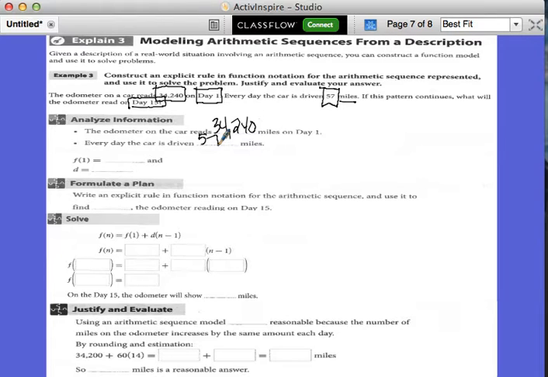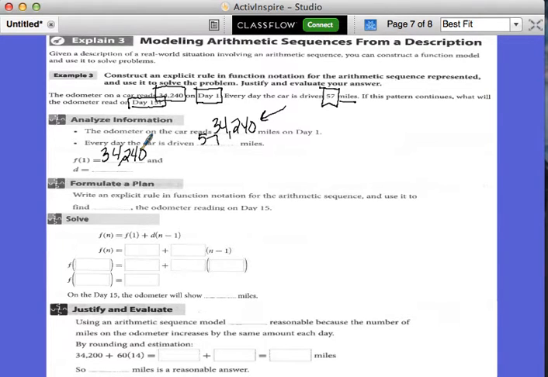Okay, so f of 1. f of 1 is the very first position. In this case, our positions are our days. So on the very first day, the odometer told us it was 34,240 miles. So that is our f of 1. Right? And then we're not given a table, we're just given this little bit of information.